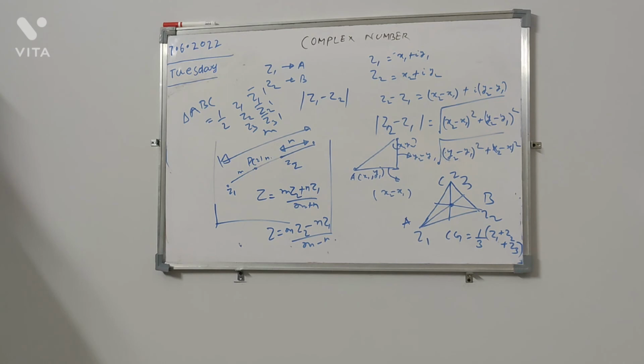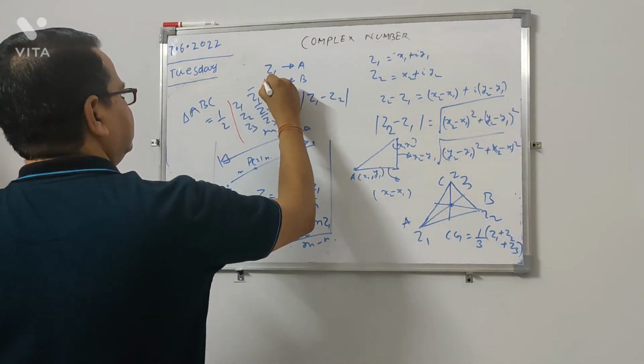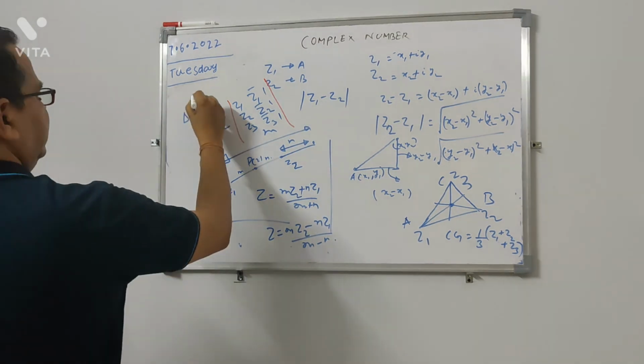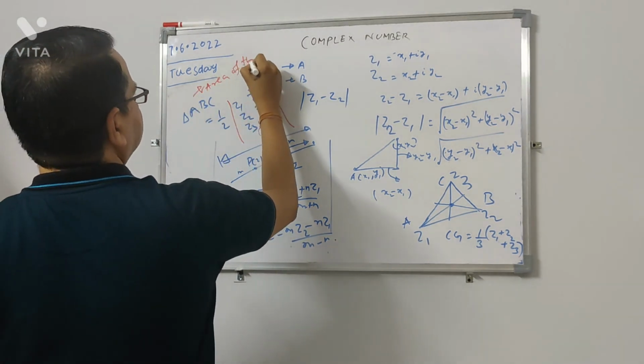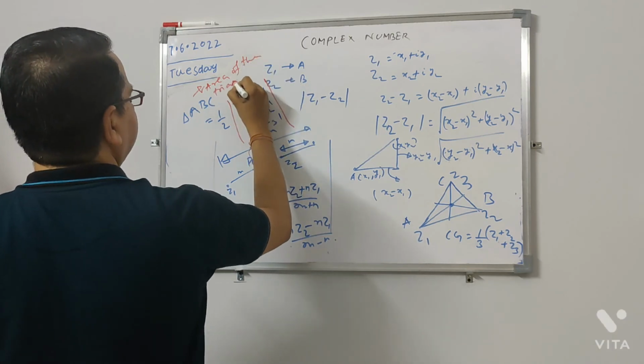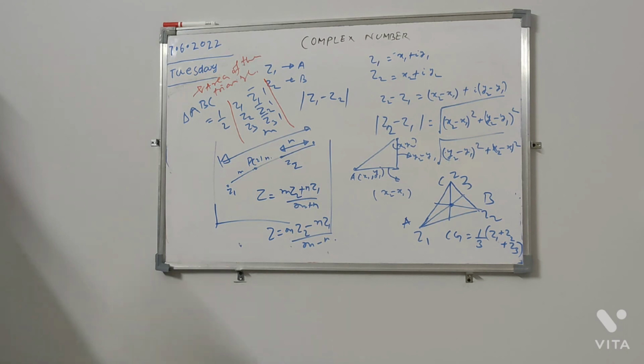So this is the determinant of this term. Okay, so this is my area of the triangle with vertices Z1, Z2 and Z3. Okay, so this is the third application of complex numbers in geometry.